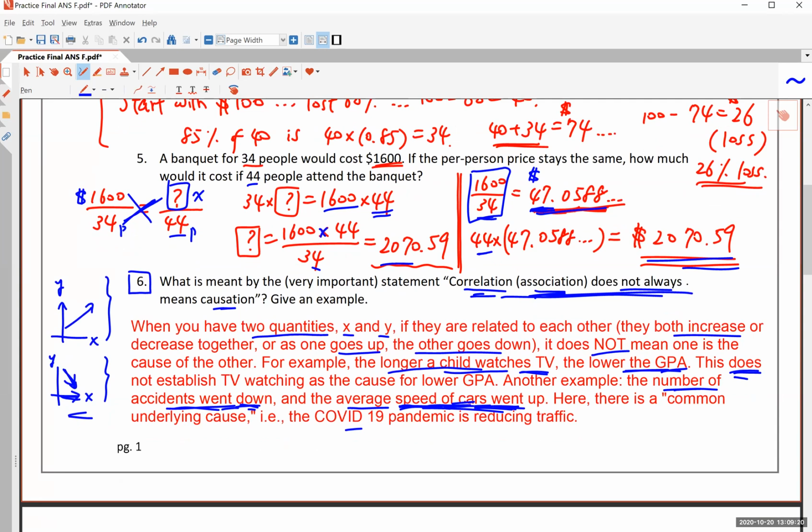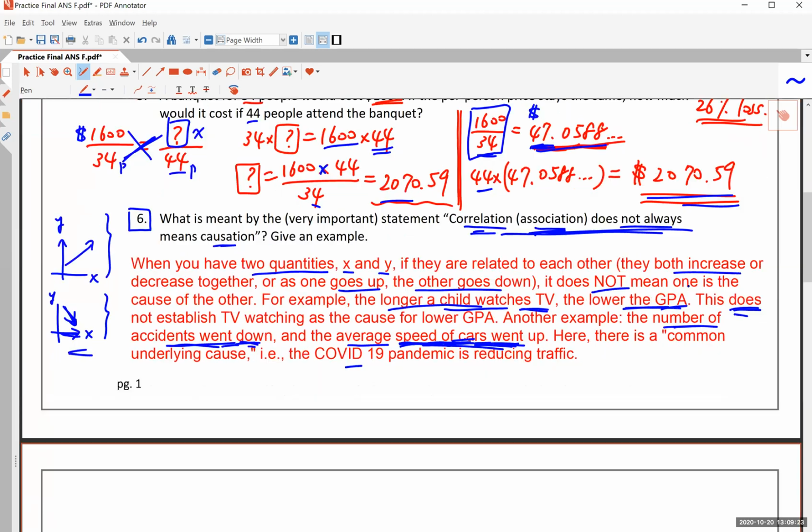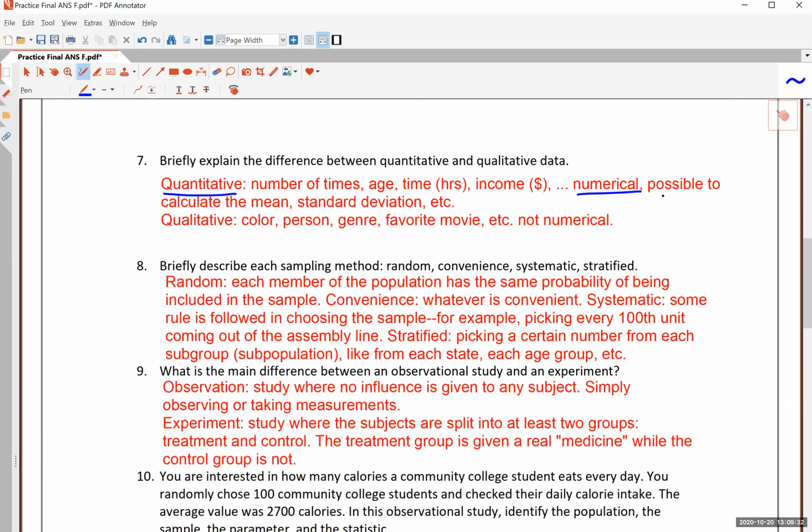Very, very important. Okay. Number 7, briefly explain the difference between quantitative and qualitative data. Okay, that's a pretty simple one. Quantitative means it's a numerical kind of data where calculations actually make sense. So if you have a bunch of numbers like the income or the time spent on certain activities or somebody's age or the number of times a person has visited some place, you can find the average number, right? If you can find the average number and the standard deviation and so on, that is quantitative data.